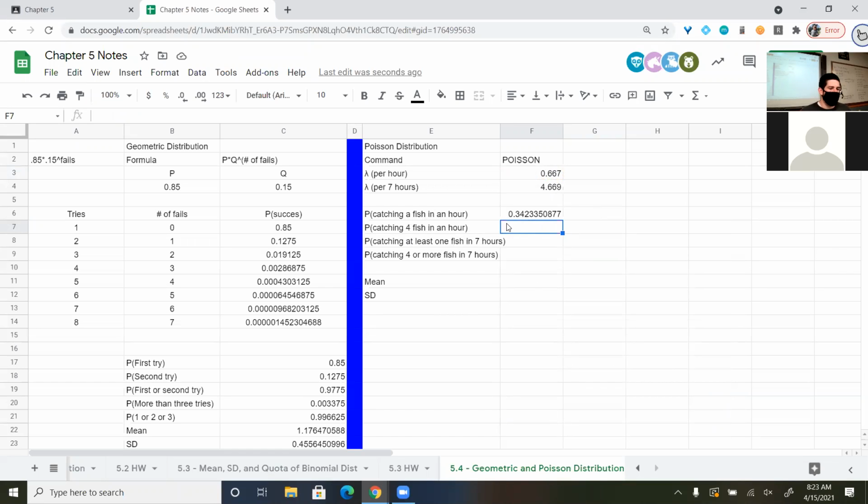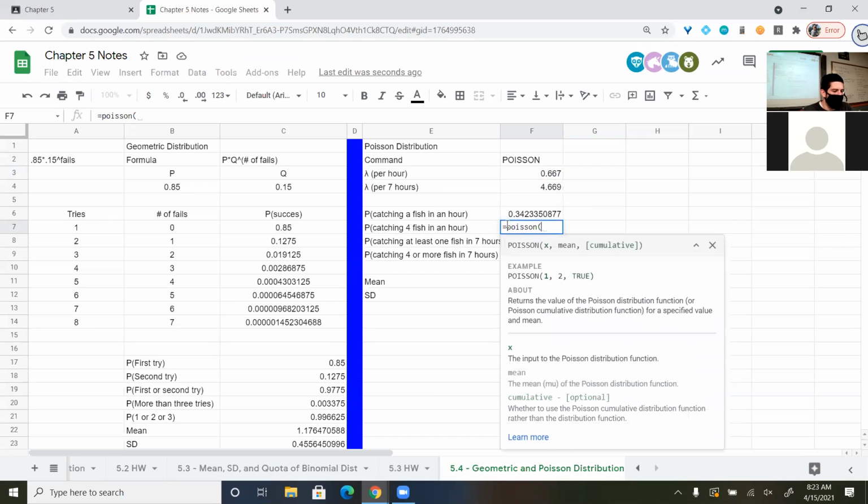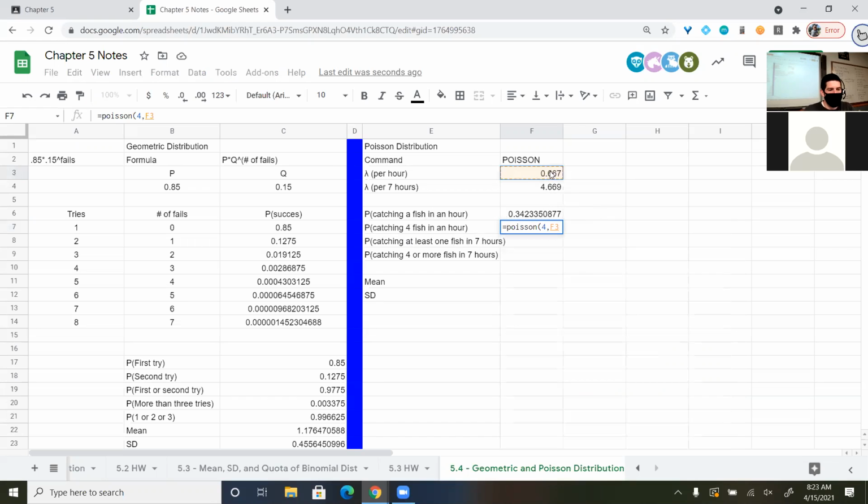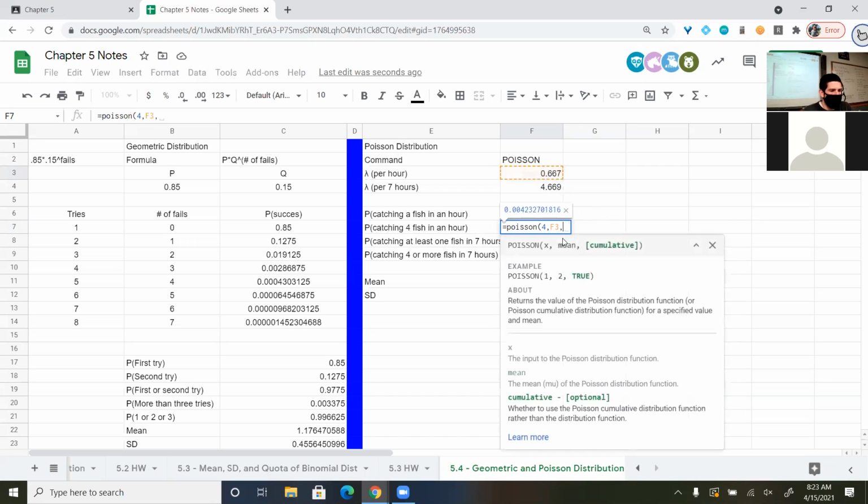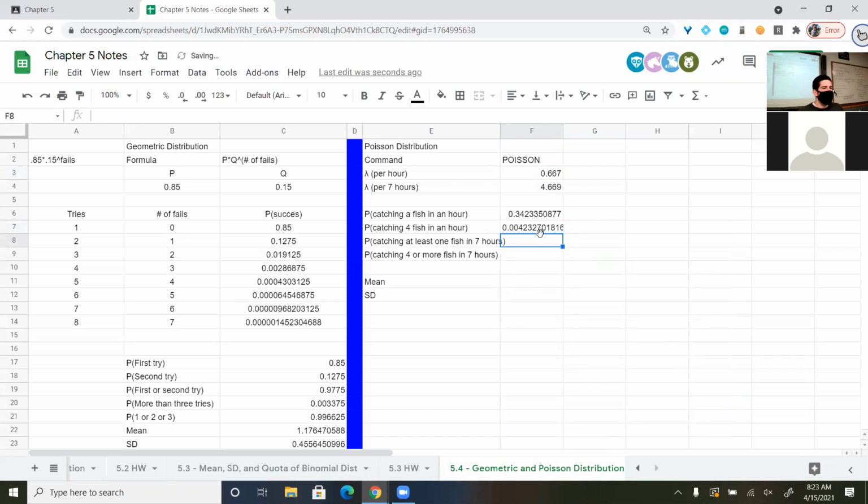4 fish in 1 hour. The Poisson of 4 fish, it's still an hour, so I'm still expecting 0.667 fish. And again, I'm going to type the word false because I want exactly 4 fish. So there's almost a 0% chance of catching 4 fish in 1 hour, given that you only expect to catch 2/3 of a fish. How about at least one fish in 7 hours?